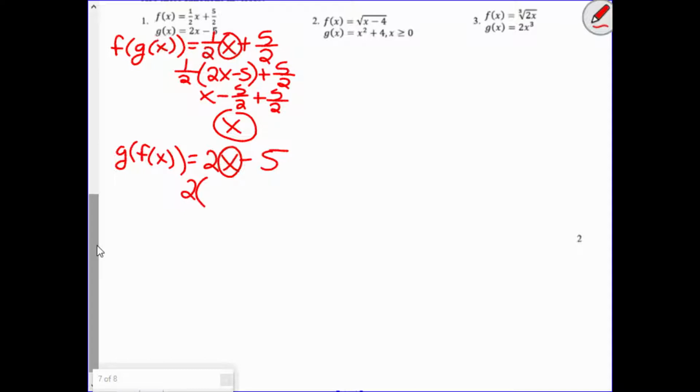I write f, right? What's f? 1/2 x plus 5/2, and then don't forget to finish your actual expression. Alright, now what?